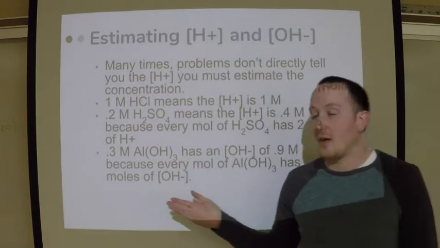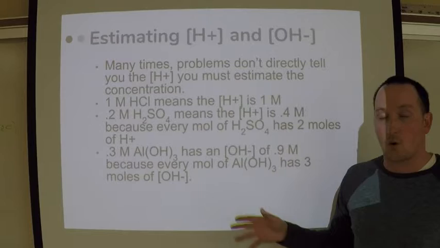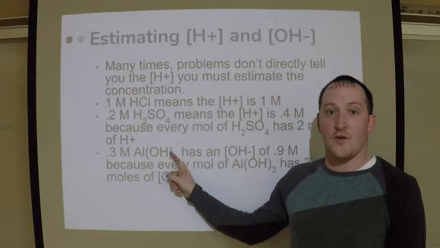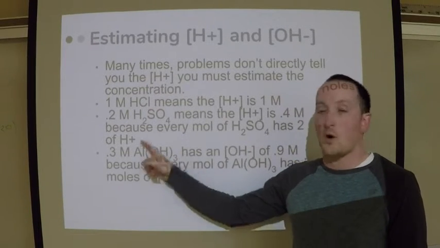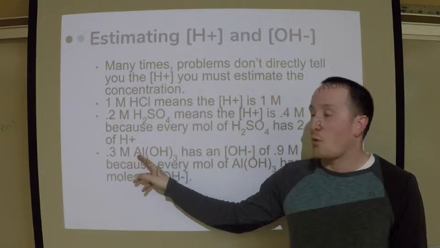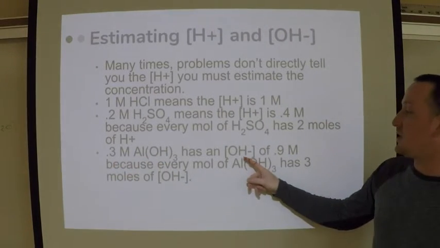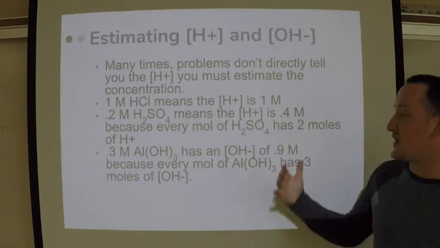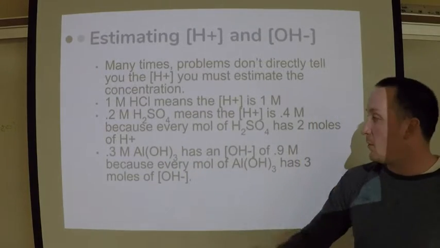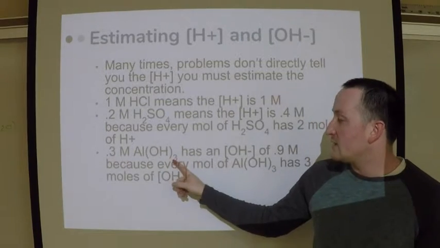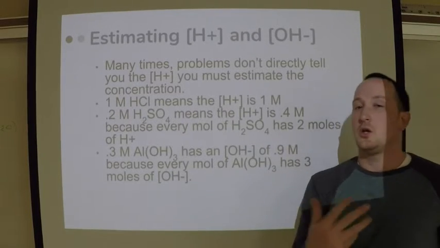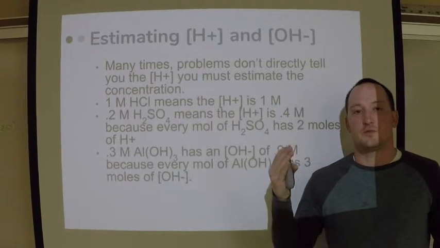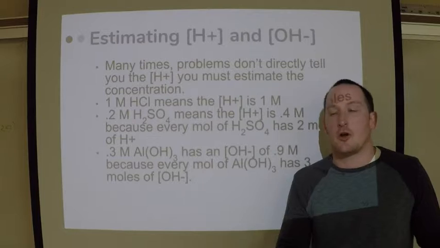Now, the same thing works for hydroxides. Aluminum hydroxide has 3 moles of hydroxide, or OH, for every 1 aluminum hydroxide. So if I had a 0.3 molar aluminum hydroxide solution, that actually means my OH minus concentration is 0.9 molar. That's because every mole of this contains 3 moles of hydroxide, so I take 0.3 times 3, and that got me my 0.9. So you're going to have to be able to do that for some of your problems in order to answer the questions that you're asked to answer.